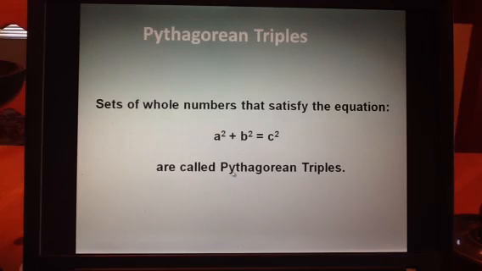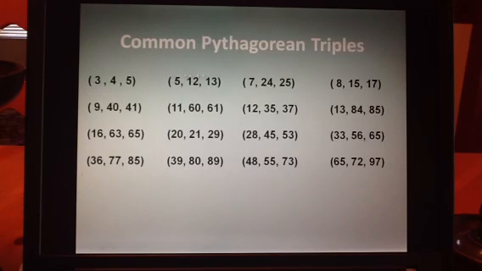Okay, Pythagorean triples are sets of whole numbers, so not decimals, not fractions, whole numbers that satisfy the Pythagorean theorem. They are called triples. Now there are different kinds of triples which we'll talk about at a different time. These are some common Pythagorean triples. In other words, if you plug these numbers into the Pythagorean theorem, it will work.